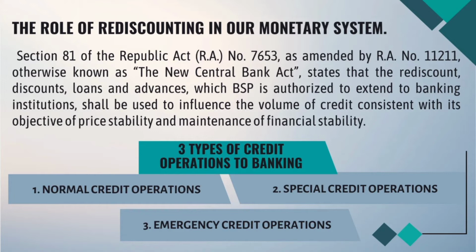We also have here the 3 types of credit operations to banking ng BSP. First, normal credit operations. Next is yung special credit operations. And last, yung emergency credit operations. Let's focus dun sa normal credit operations or for example, the BSP rediscounting facility through the electronic rediscounting system or yung tinatawag na ERS. Ito yung internet-based rediscounting facility that the Bangko Sentral ng Pilipinas or the BSP makes available to all active and qualified banks nationwide.